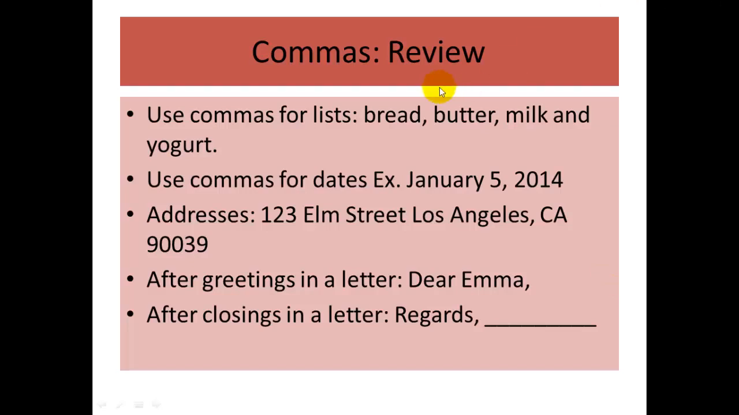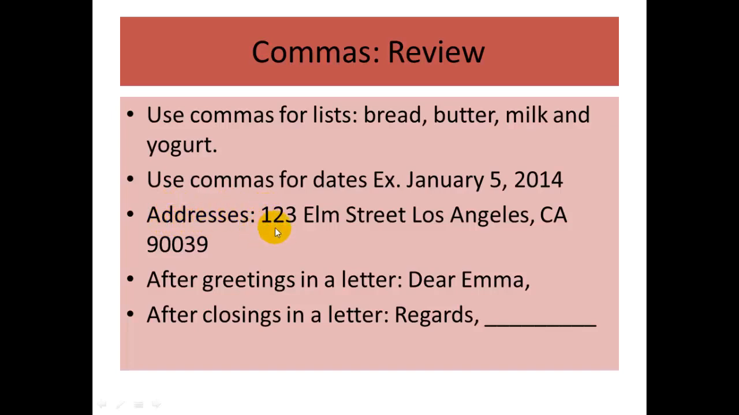For example, I may say, I want to buy bread, butter, milk, and yogurt. So I put a comma after each item if there are 3 or more items. So bread, comma, butter, comma, milk, and yogurt. In American English, we use commas for dates. For example, January 5th, comma, 2014. We use them for addresses.